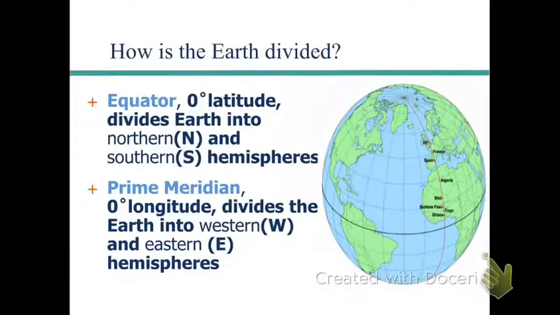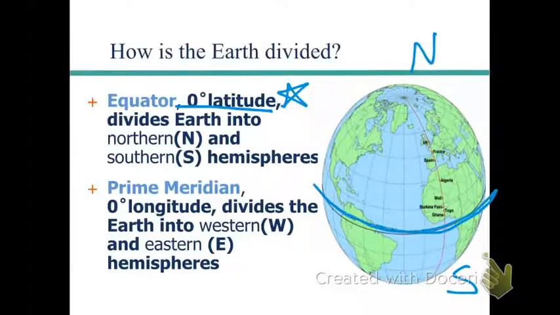As you're talking about ways the earth is divided, two things that you might have brought up are the equator and the prime meridian. Now, the equator is 0 degrees latitude, and that is very important to know. It divides the earth into the northern and the southern hemispheres. So just to make sure we're all on the same page, the northern hemisphere is up here and the southern hemisphere is down here. Your equator is a line that's going straight across the earth.